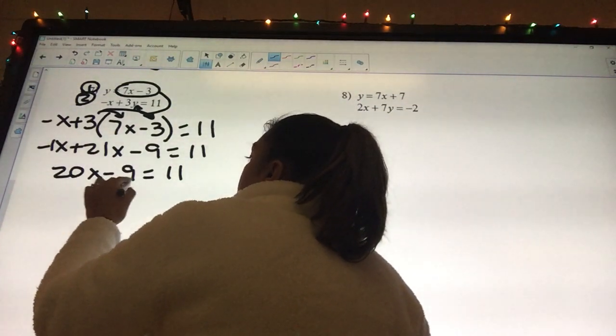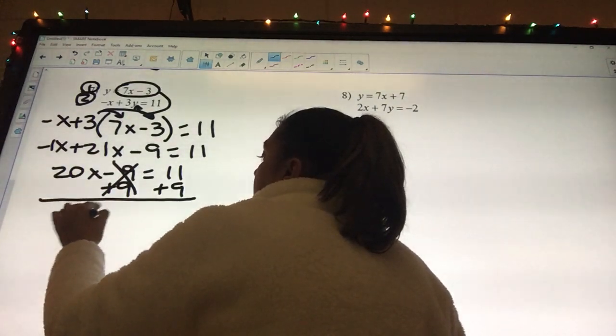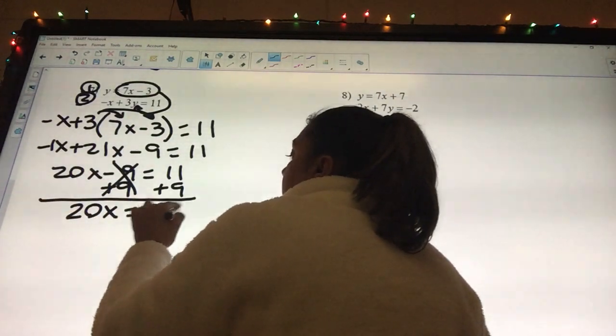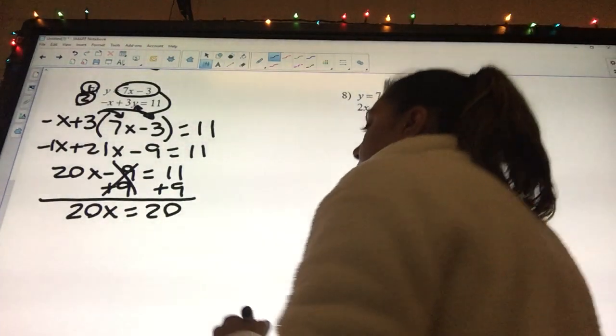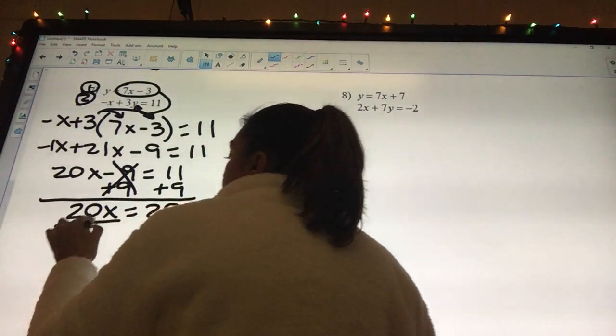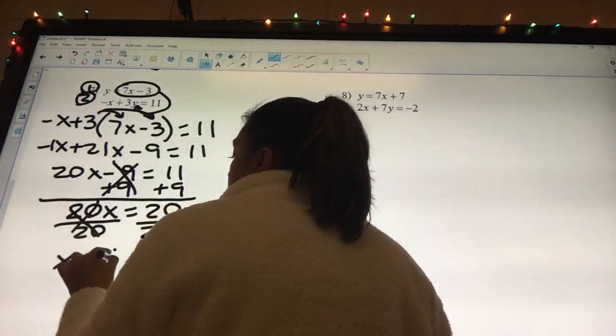I'm going to add 9 to both sides. I got 20x equals 20. And then we divide both sides by 20. So it's going to be x equals 1.